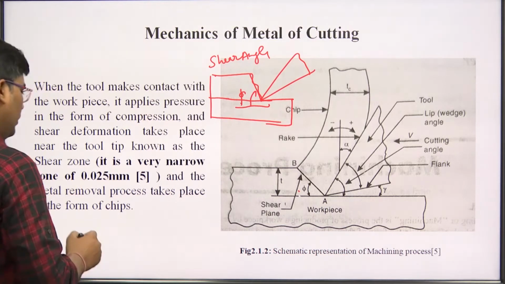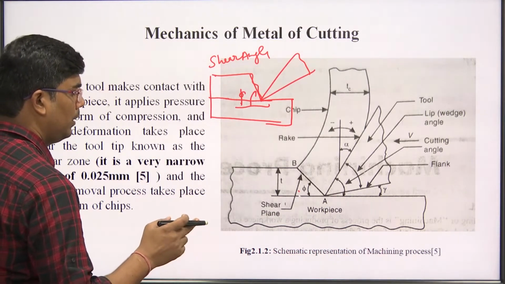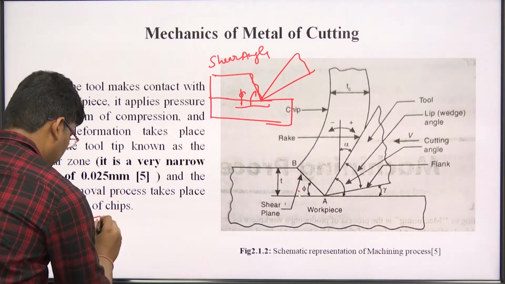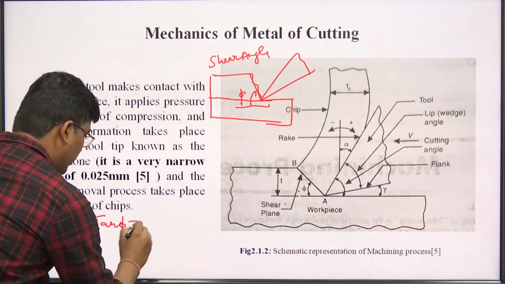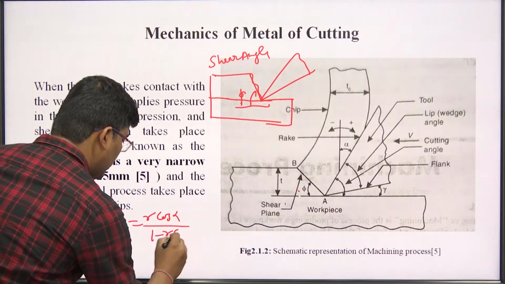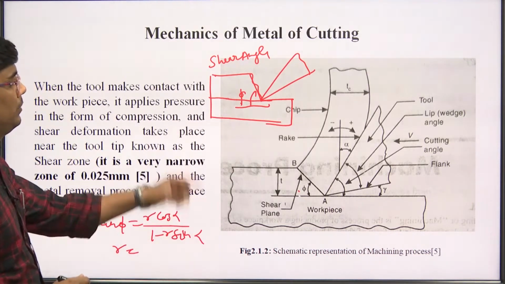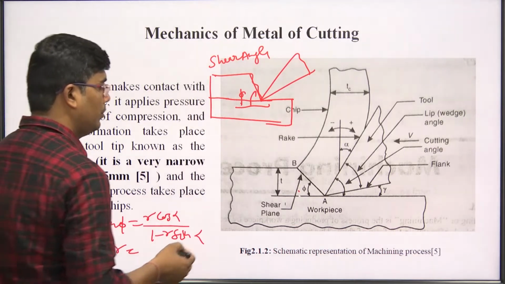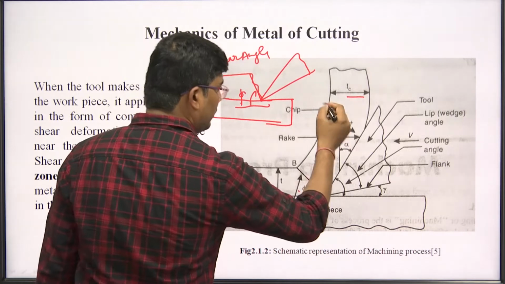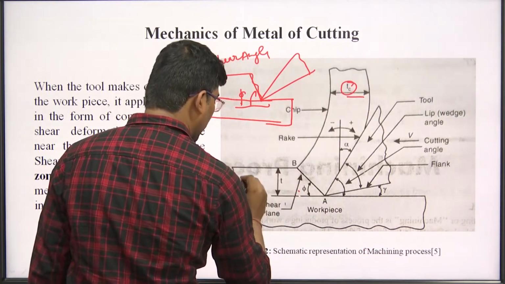There will be a relation between the shear angle, the thickness of the chip and the rake angle. tan phi is equal to r cos alpha upon 1 minus r sin alpha, where r is the chip thickness ratio. Chip thickness ratio means this is the cut thickness after machining, जो चिप हमारी रिमूव कर रही है उसकी थिकनेस tc, और ये अनकट है, t.